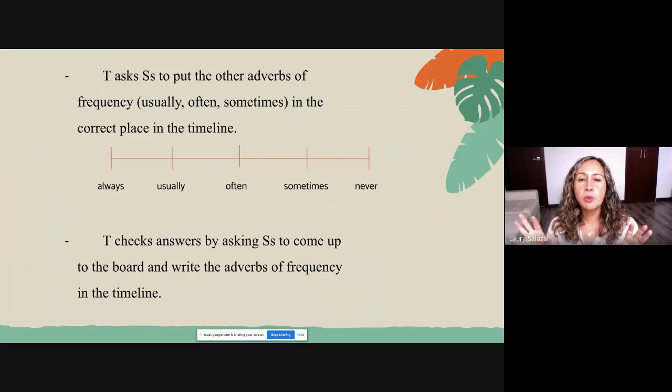When they finish that in their notebooks, the teacher checks answers by asking students to come up to the board and write the adverbs of frequency in the timeline. For example, she's going to ask someone for usually, someone for often, and some other student for sometimes. And then she's going to explain that timeline.